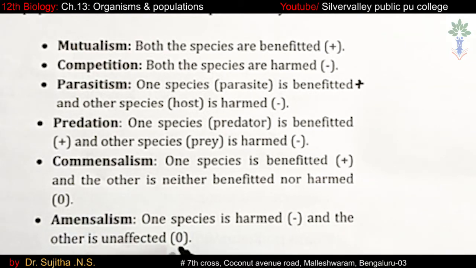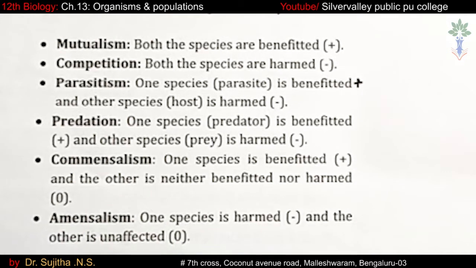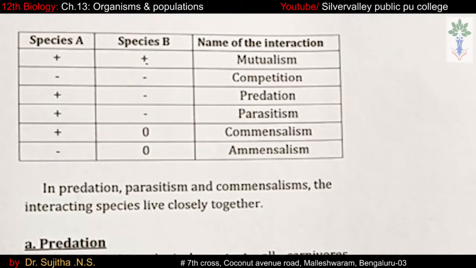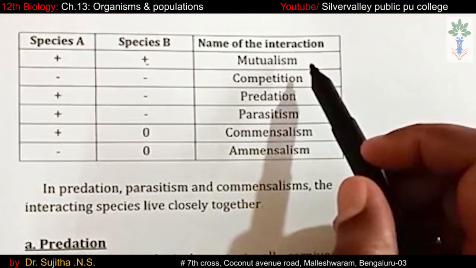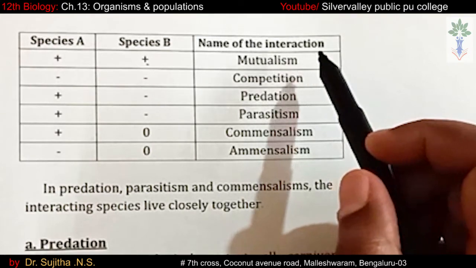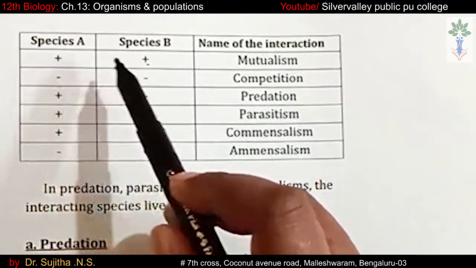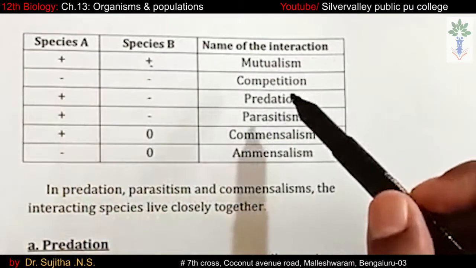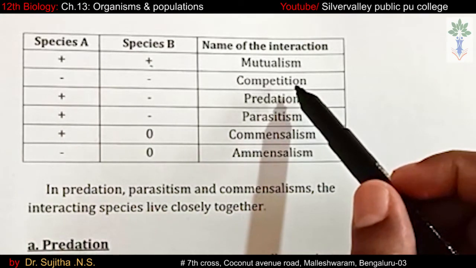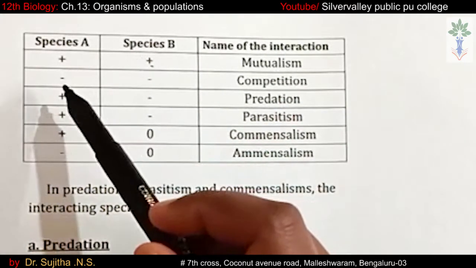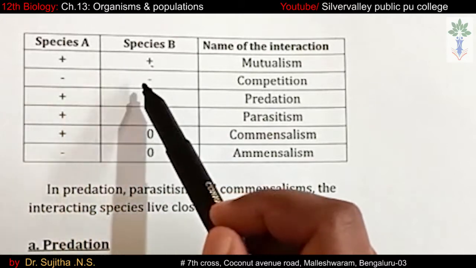Therefore, we are representing it with 0. Now let's have a look at the summary of the various interspecific interactions. The first one is mutualism. With respect to mutualism, both the species are benefited. With respect to competition, both the species are harmed. Therefore, we are representing it with the minus sign.